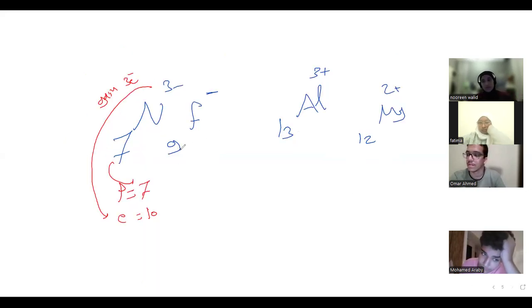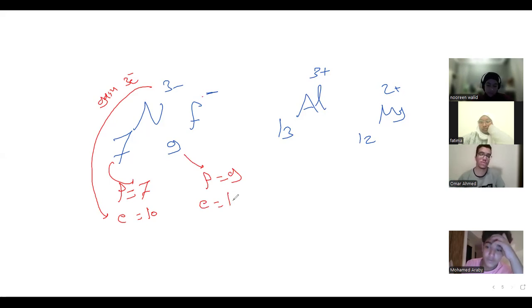Okay, number 2, protons equal 9, and then gaining 1, electrons equal 10. Okay.